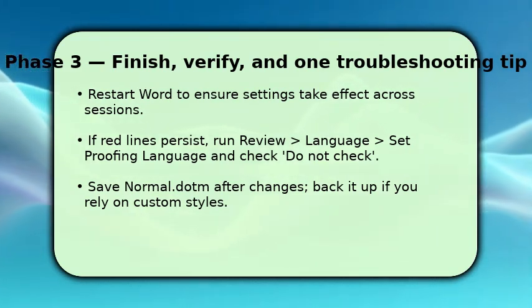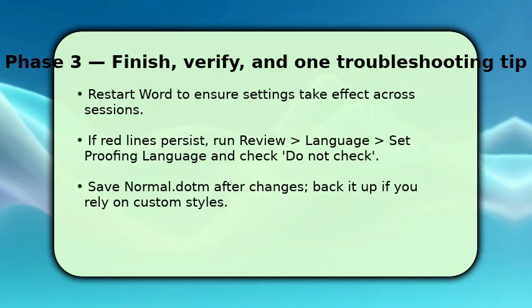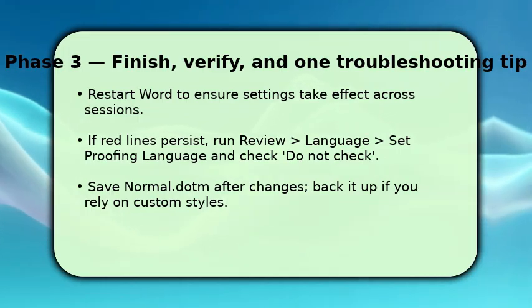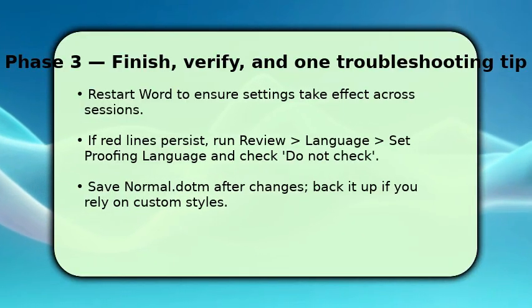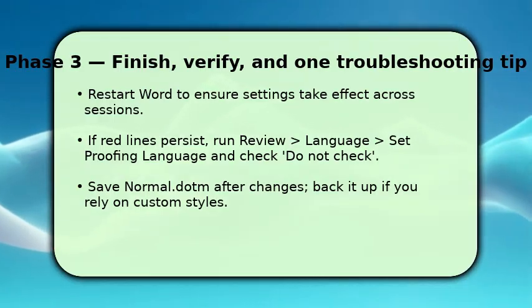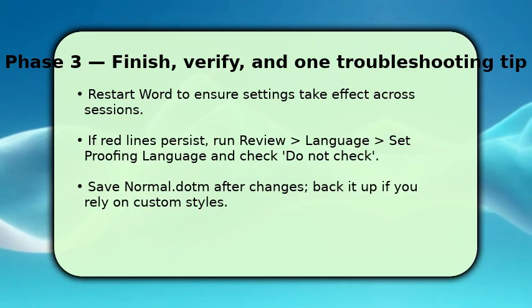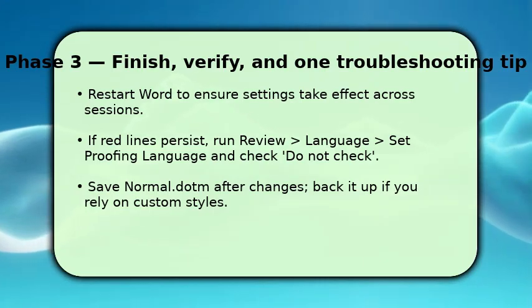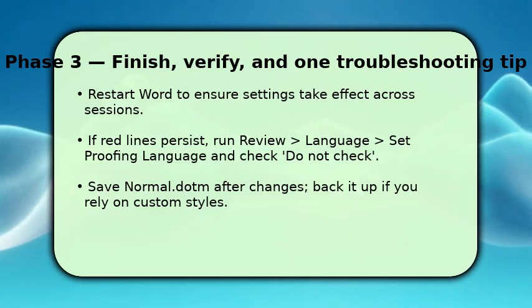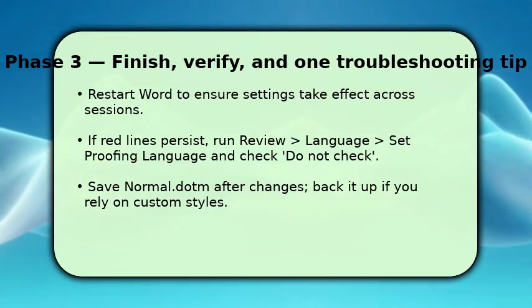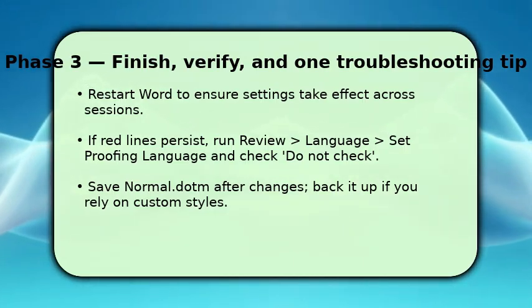If red lines still appear, open Review, select Language, then set Proofing Language and tick Do Not Check Spelling or Grammar for the document. This overrides per paragraph language mismatches. Make sure to save Normal.dotm after making template changes and back it up if you use custom styles. If problems continue, repair Office via Control Panel. That fixes corrupted settings that prevent proofing preferences from sticking.